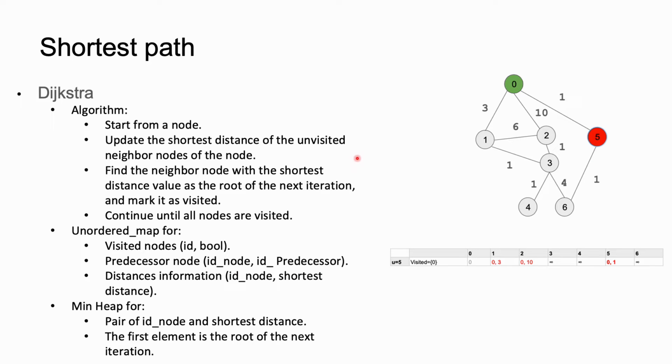For calculate shortest path, Dijkstra's algorithm was first implemented. This is the algorithm, and I need unordered maps to store visited nodes, predecessors, and distance information. I also need a min heap to store the nodes with minimum distance to initialize every iteration.